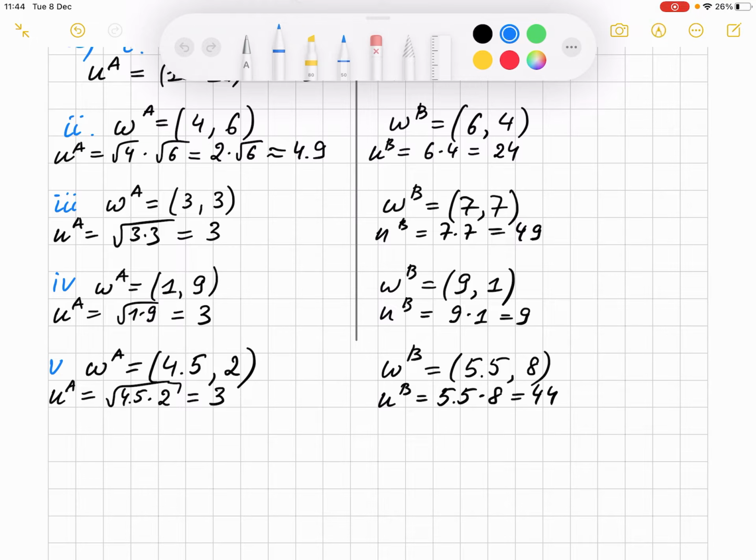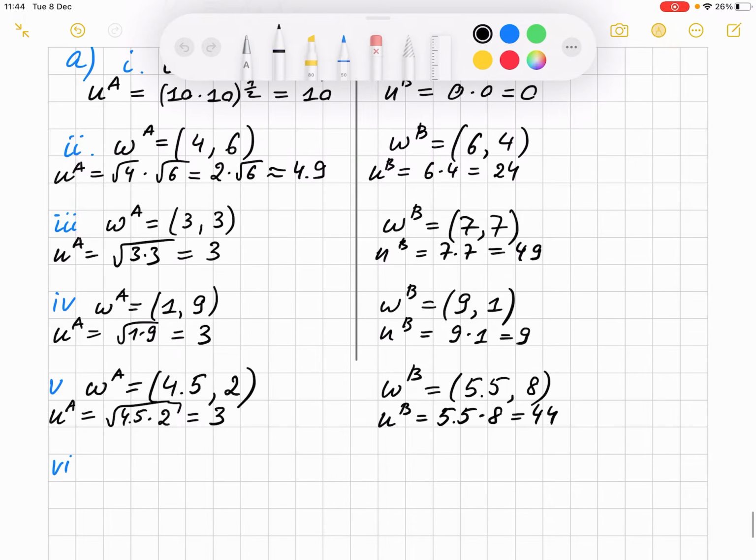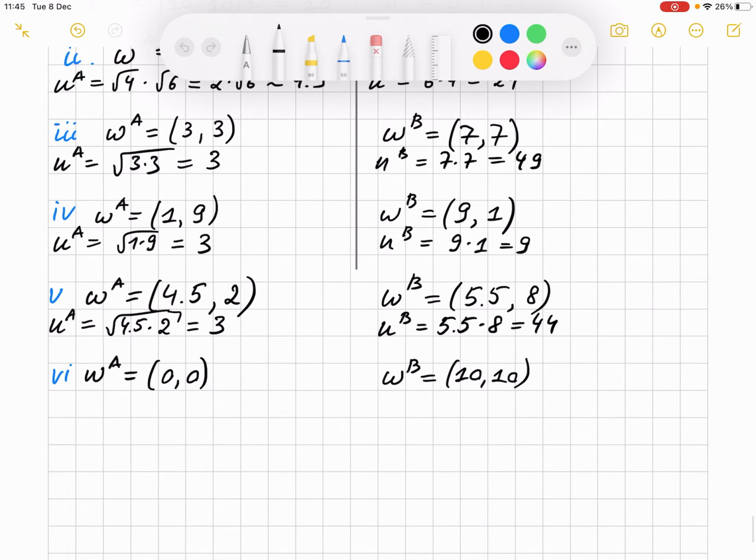And then the last case, so agent A has 0 and 0, and so agent B will have 10 and 10, so we'll have all the endowment of the goods in the economy, and so utility of agent A will be 0, and of agent B it will be 10 times 10, which is 100.